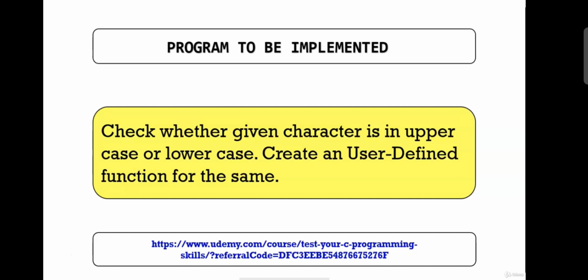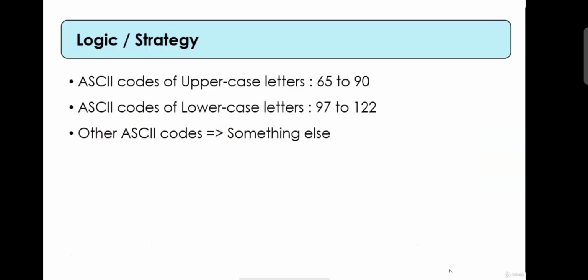And for this, we are going to create a user-defined function for the same. To check whether the character is uppercase or lowercase, we need to know that the ASCII codes of the uppercase letters are in the range from 65 to 90. ASCII codes of lowercase letters are in the range 97 to 122. Otherwise, if the ASCII code is beyond both of these ranges, then that character is something other than an alphabet.